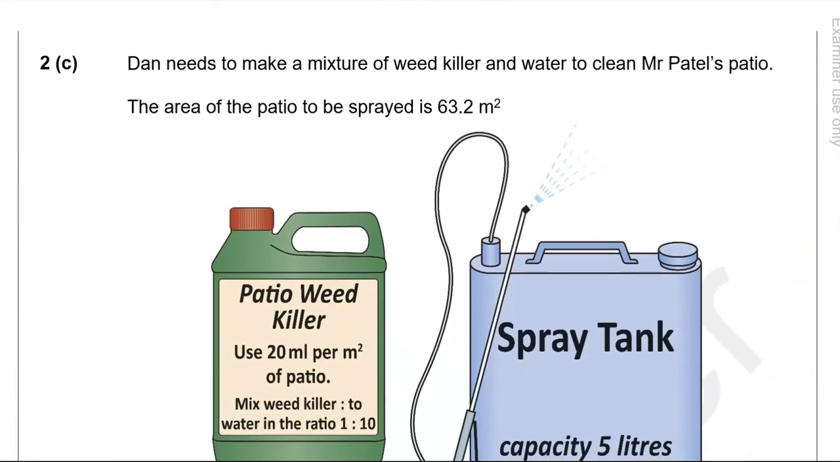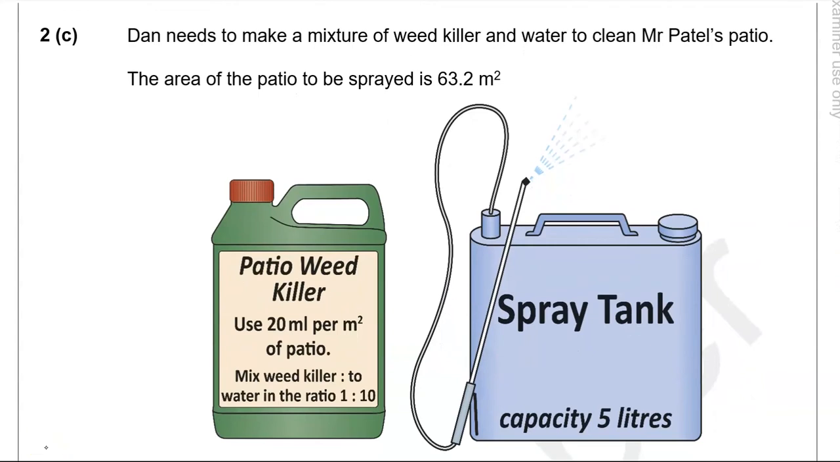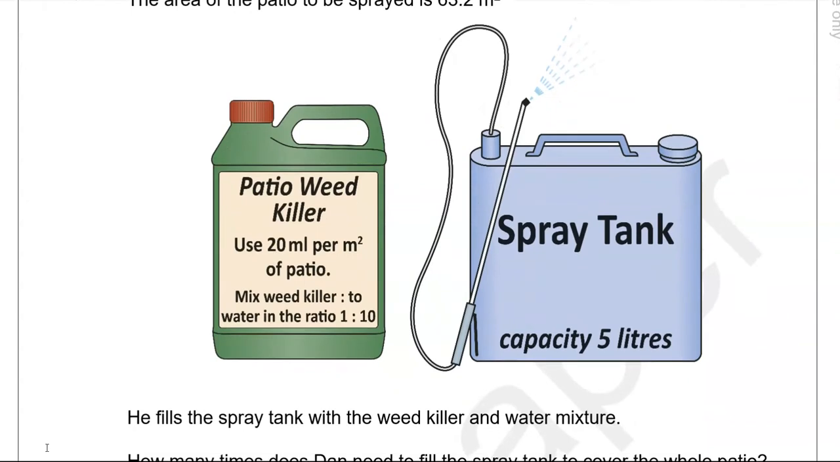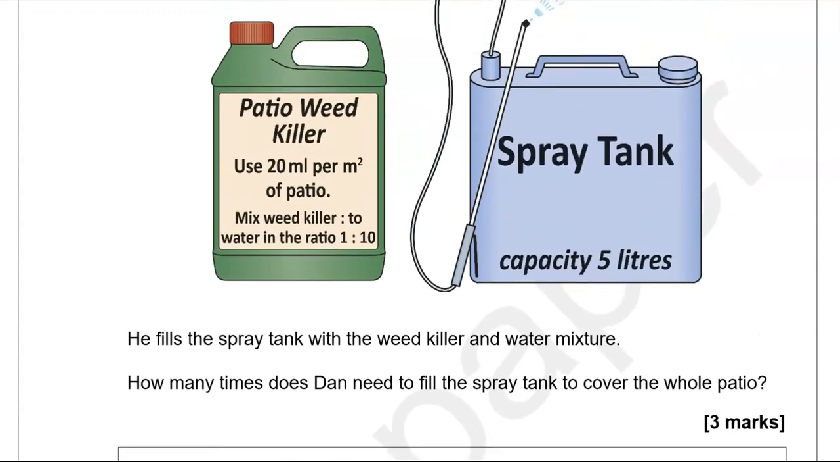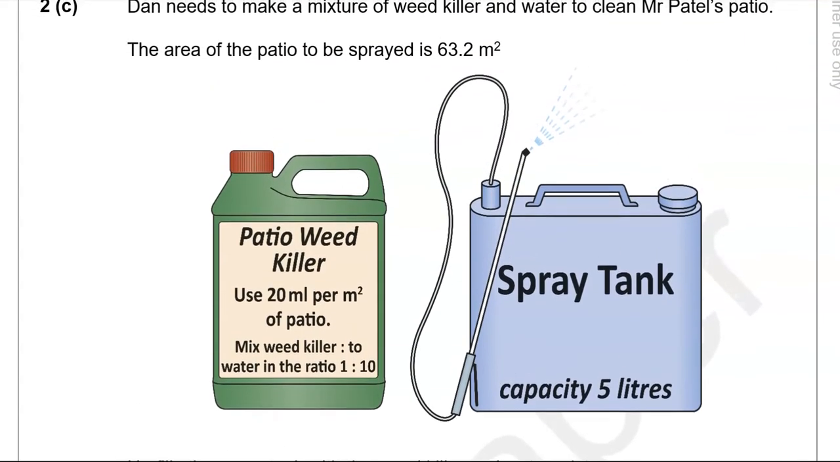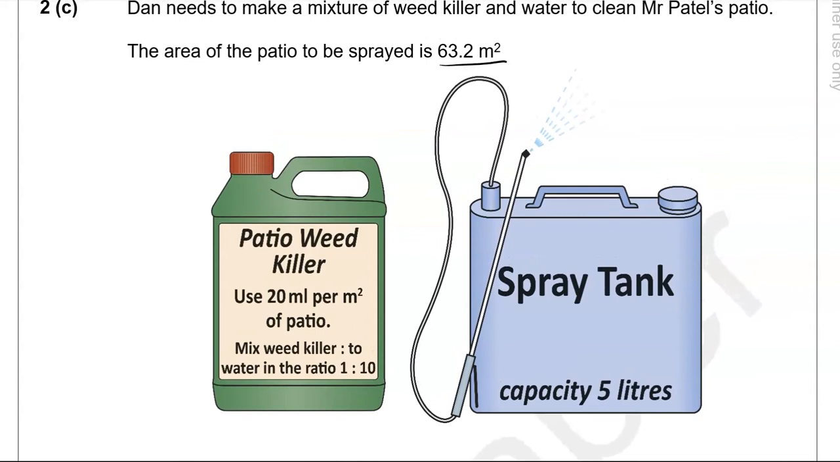Dan needs to make a mixture of weed killer and water to clean Mr. Patel's patio. The area of the patio to be sprayed is 63.2 square meters. He fills the spray tank with the weed killer and water mixture. How many times does Dan need to fill the spray tank to cover the whole patio? So here is the area, 63.2.